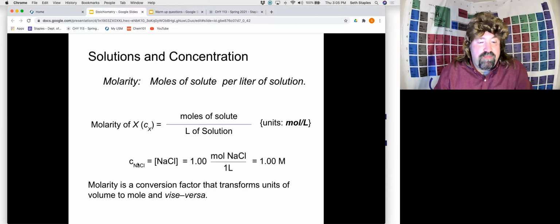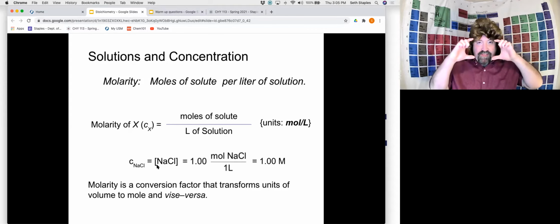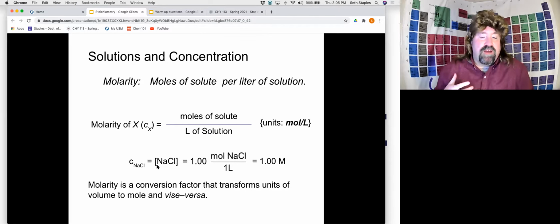This is the way that we would express it. For instance, the concentration of NaCl: these brackets here simply mean concentration, typically in molarity. So anytime you see something in chemistry in brackets like that, that just means we're talking about the concentration of, in this case, NaCl.